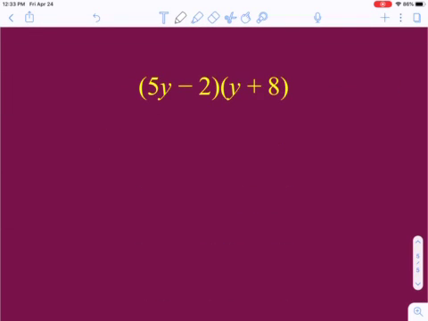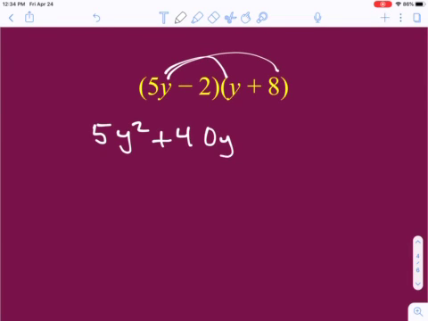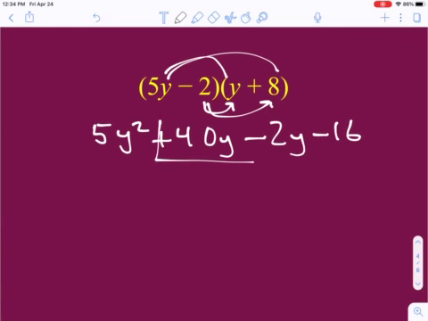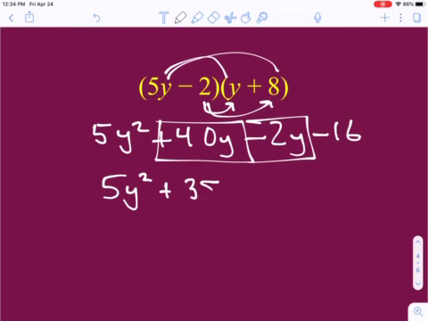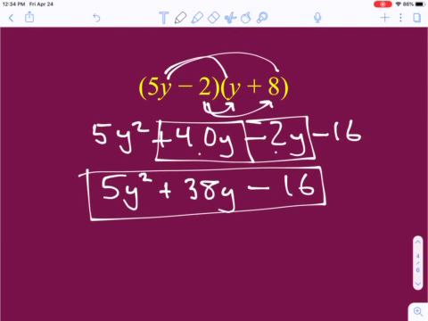Last example here. So 5y times y gives me 5y squared. 5y times 8, and they're both positive, gives me plus 40y. Negative 2 times y gives me minus 2y. And then negative 2 times 8 gives me minus 16. So again, I'm combining my y terms: 5y squared plus 38y, because 40 minus 2 is 38, minus 16. And you have a simplified answer.